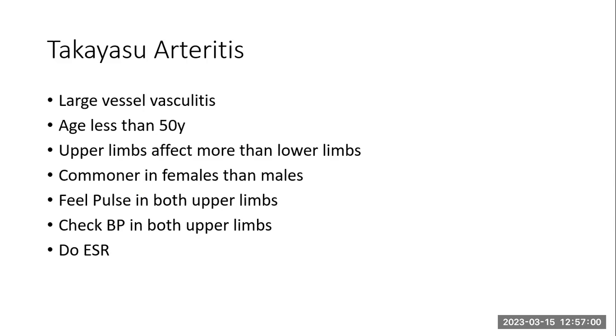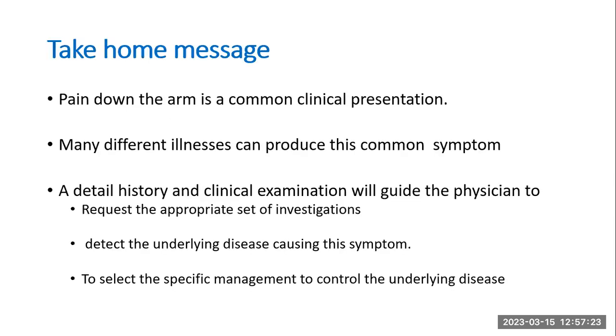Takayasu arteritis is a large vessel vasculitis. It affects females more than males, age less than 50 years. And you can have a difference in pulse and difference in blood pressure in both arms or arms and lower limbs. Those differences can be there. There's a high ESR. So in this sort of case, if you get neck pain, just don't label it as musculoskeletal pain, because if you palpate the right upper limb pulse only, you won't detect that. Please, if you get a young patient with this sort of pain, feel the pulse on both sides, check blood pressure on both sides. Please just do a simple ESR. Then you will detect a hazardous disease.